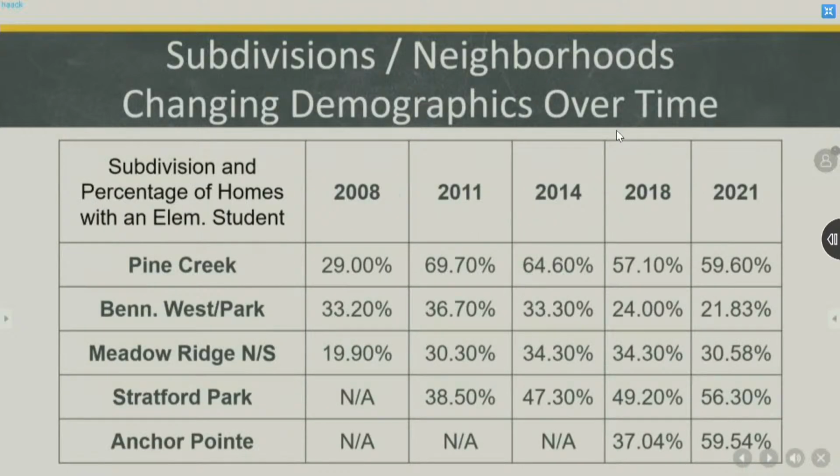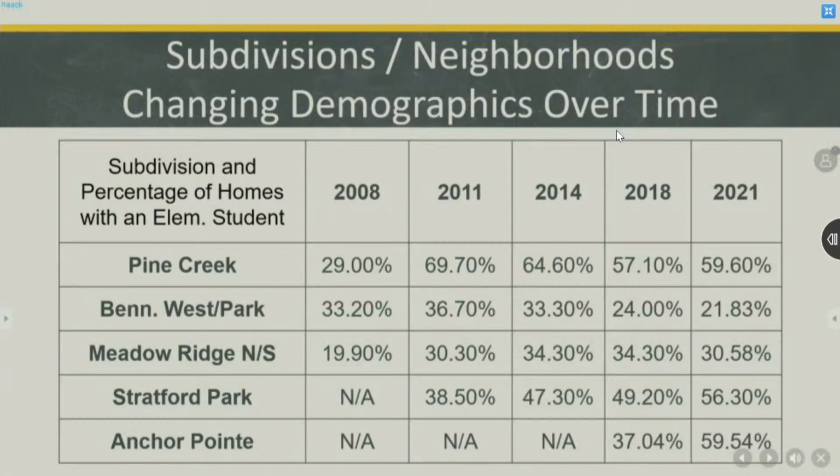We look at neighborhoods, and we determine the growth in the neighborhood. Now, this has 5 different neighborhoods in it. Difficult to see up there, but if you were to look at home, you'll notice that you see Anchor Pointe at the bottom, and I'll tell you those for those in the crowd here. But as you can see, 2008 to recently. And we look at Pine Creek, and we look at Meadow Ridge, and we look at Stratford Park, and Bennington West, and Bennington Park.